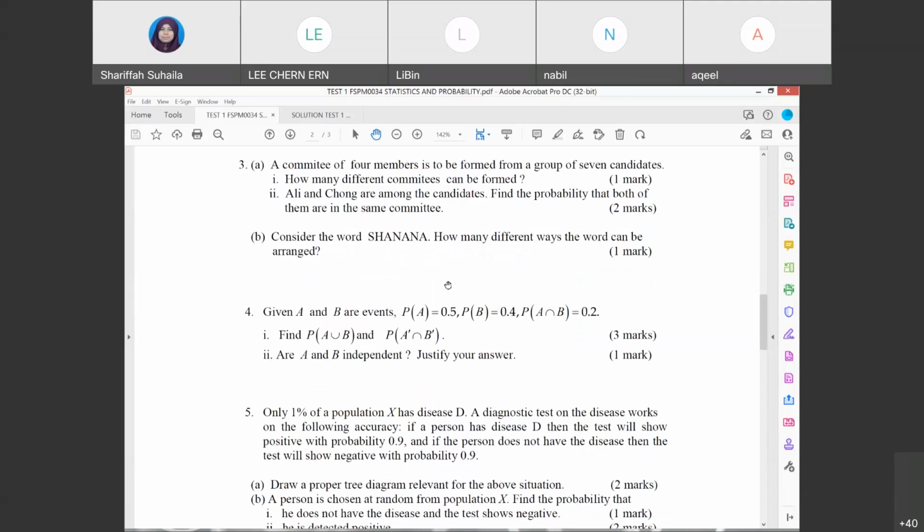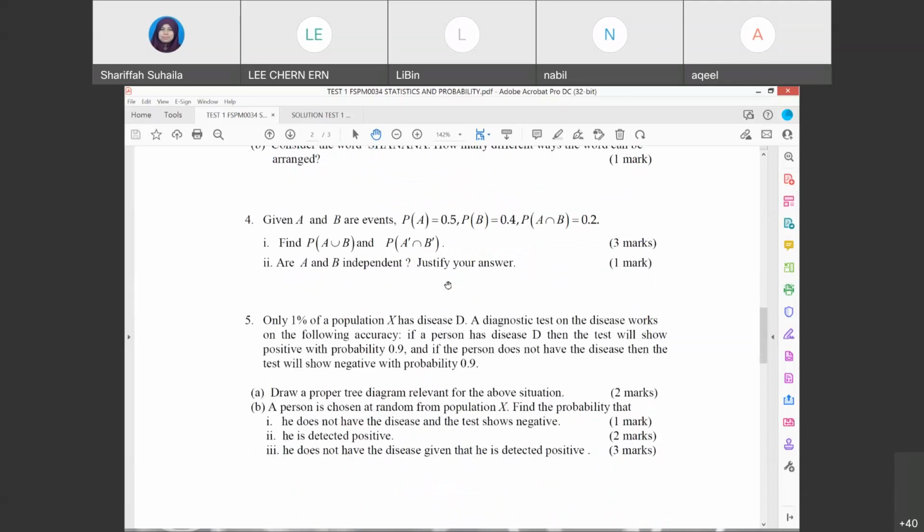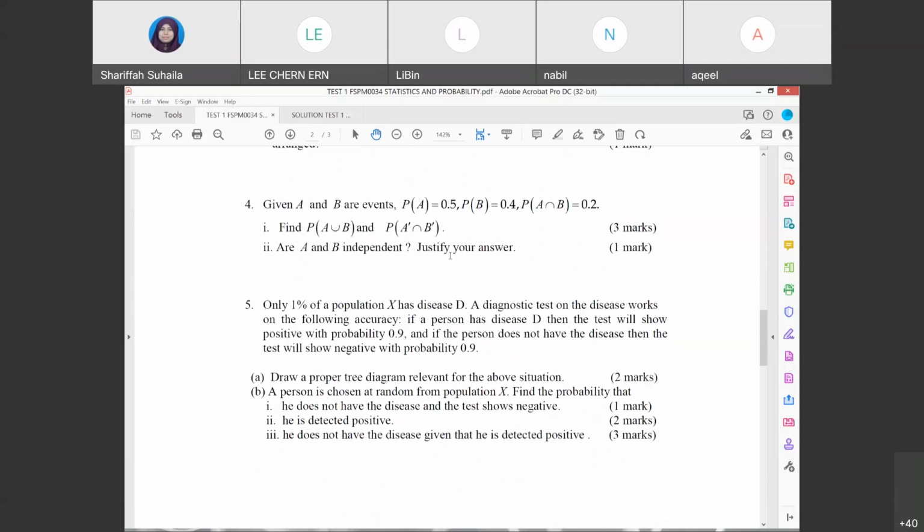So question number 4, you want to find your probability. Probability A union B and probability A prime intersect with B prime. This is easier if you draw your Venn diagram first, because you want to determine the probability. The part here is A prime intersect B prime. If it is A union B, you can just write directly: probability of A plus probability of B minus the intersection.